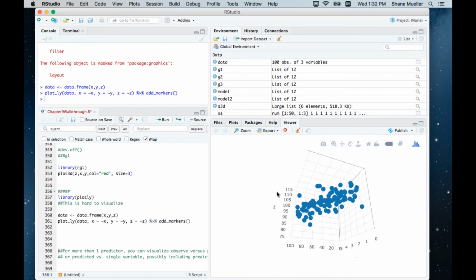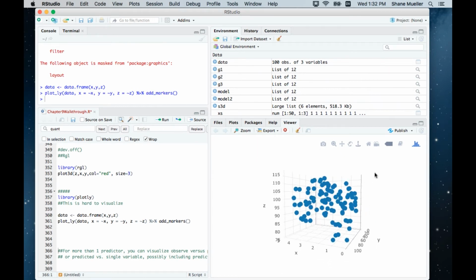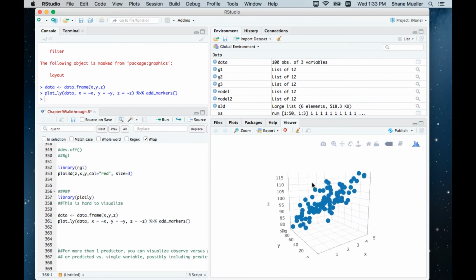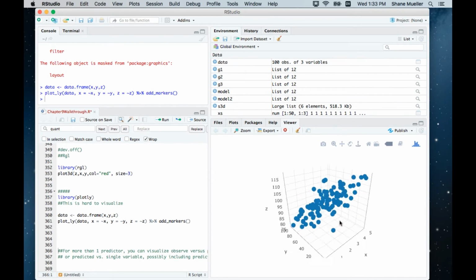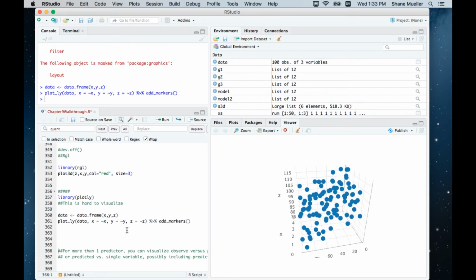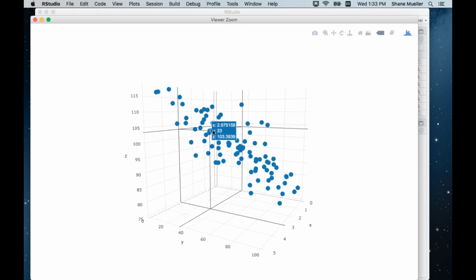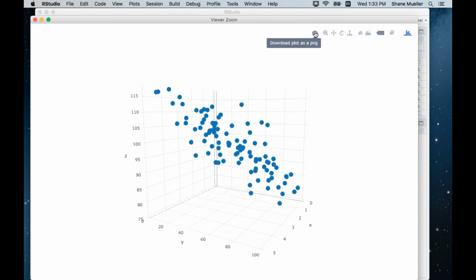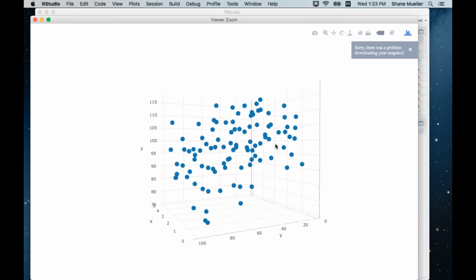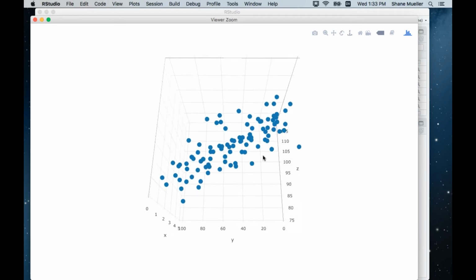So that's a picture of the Plotly, and I can move this around to explore it. And you can see, oh, it looks like they sort of fall on this plane. You probably can draw a plane too, but this also lets you look at different points and see the X, Y, and Z coordinates and things like that. You can take a screenshot, download a PNG, or post this on a website for people to look at.